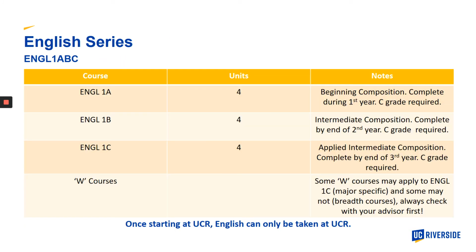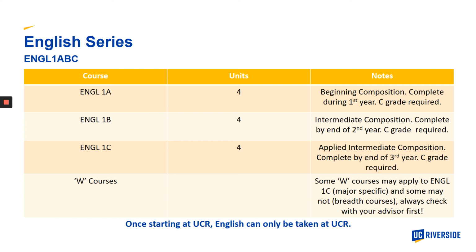Overall, to satisfy the English composition requirement at UCR, which is required for graduation, all students will need to complete the English 1A, 1B, and 1C series. Students will meet this requirement once they complete English 1C. A minimum grade of C or higher is required to pass these courses.